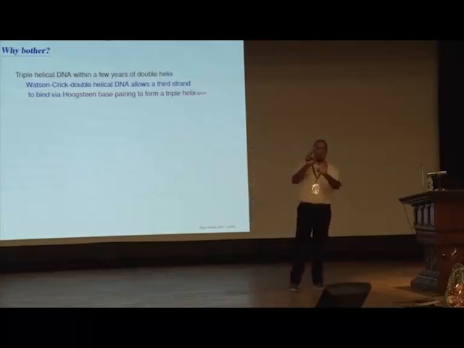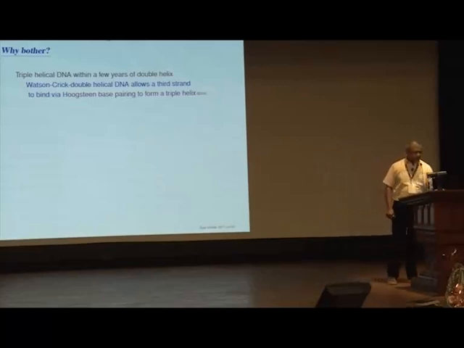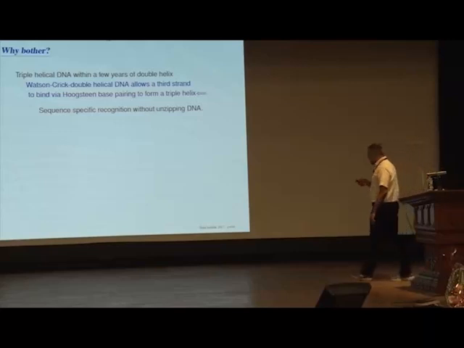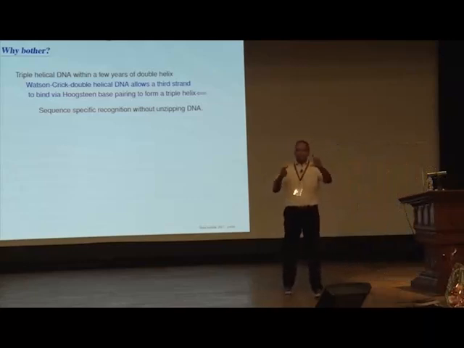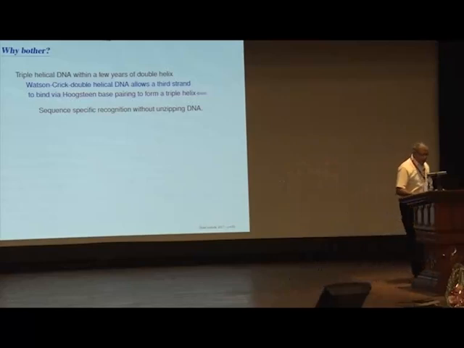But the third strand can recognize this base sequence without any need of opening up or breaking of hydrogen bonds. It's a very sequence-specific recognition without unzipping of DNA. That's that. Now, after 60 years, it has picked up quite a bit, especially in medical literature, because now one can stop a particular gene from working by identifying that sequence using a third strand of DNA. So triple helical DNA are now very important even in the medical field.